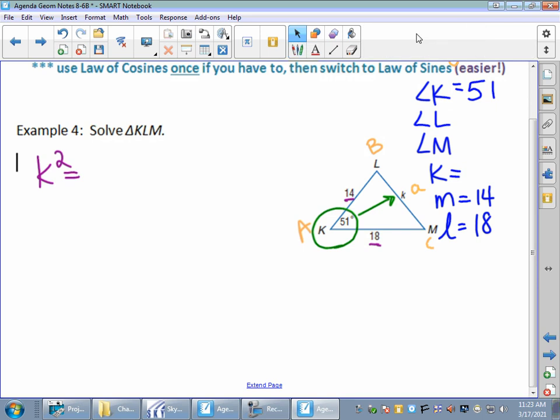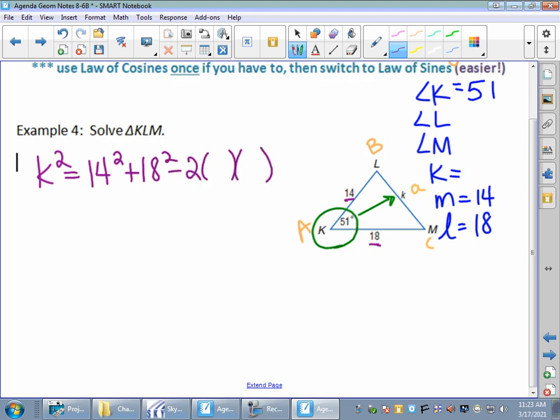I like to use the pattern. So k squared, side k squared is equal to my other two sides, 14 squared plus 18 squared minus 2 times, repeat those sides, 2 times 14 times 18 times the cosine of 51, because I start and end with side K and its opposite angle.